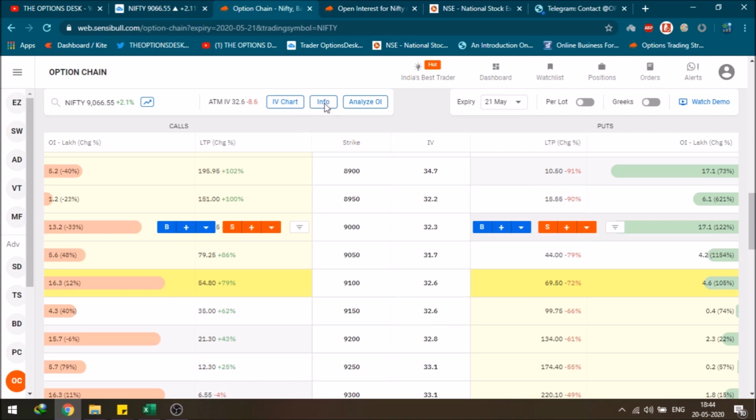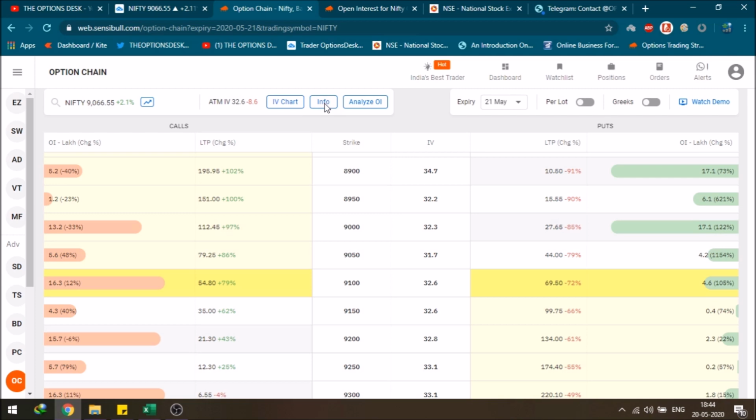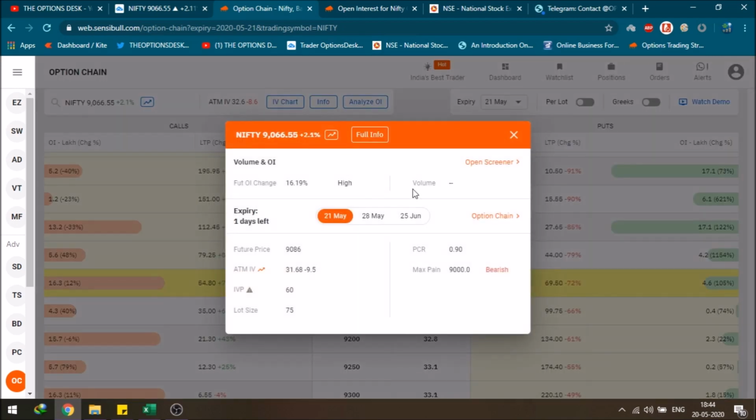Now let's see the info. This info will show you what levels we can expect tomorrow in the Nifty 50. So yes, you can see the max pain is at 9000 and it is bearish. The bearish signal is given because the put writing was very good at this particular level. So it might change tomorrow, so I request you not to confirm on this data. It might change as the put writers start to cover their positions.